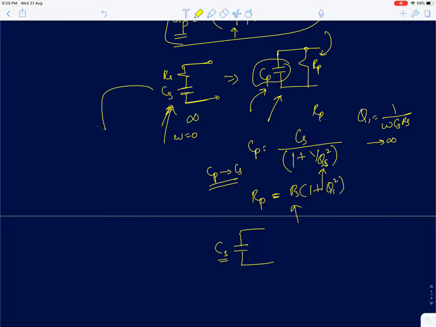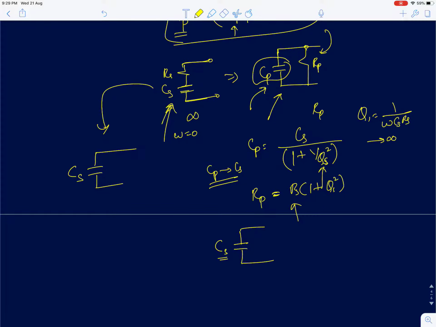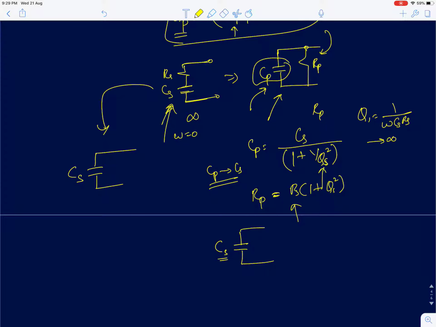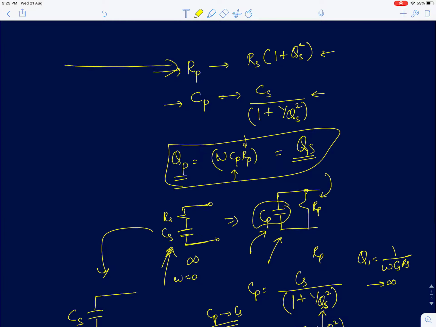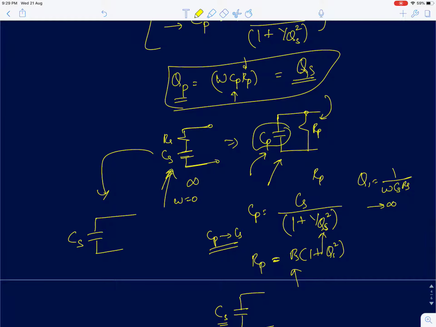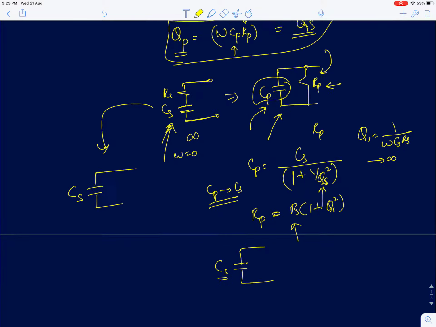In the same way, for this network at DC, at low frequencies, I can ignore the resistor. The series RC network can be approximated to a simple capacitor. So therefore, these two circuits are equivalent. Okay. So this model is actually valid for all frequencies. The equations that you have written here are valid for all the frequencies. Okay. Here, because QS and QP are actually frequency dependent values, when you convert a series RC circuit to a parallel RC circuit, the R and C values are actually frequency dependent. So that's something to keep in mind.